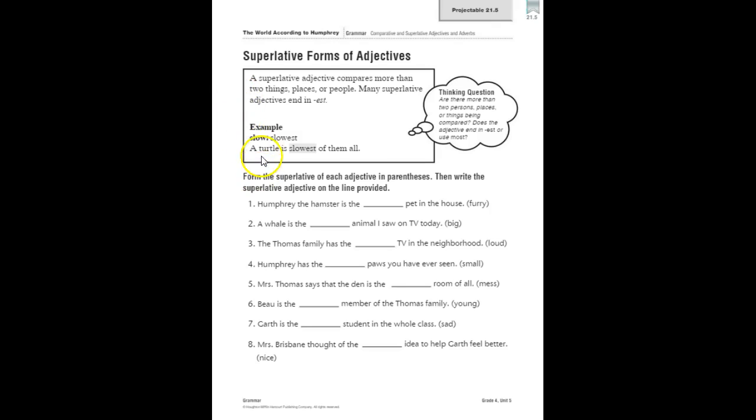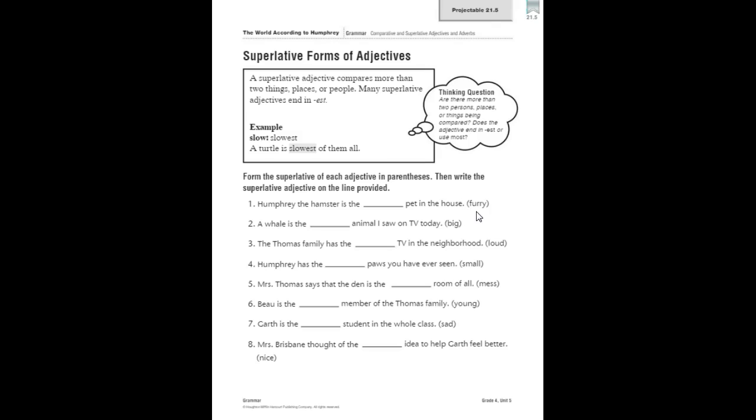So here is our example. Our adjective here is slow. A turtle is slow, okay? But if it's slowest of all, meaning more than two turtles, okay, then it is slowest of them all. So we're going to just do a few of these examples. Again, this is projectable, so we're just going to talk about it. Humphrey the hamster is the what pet in the house? We're going to form the superlative.